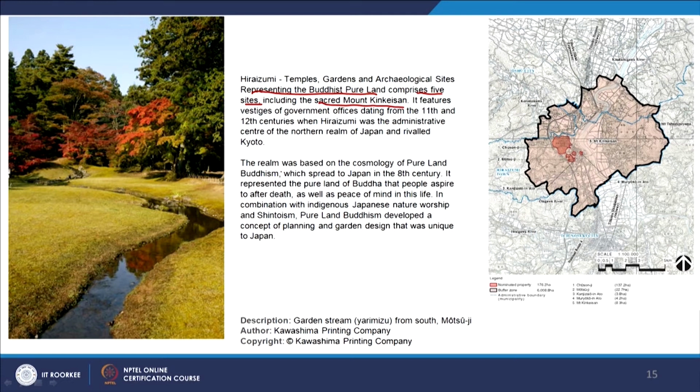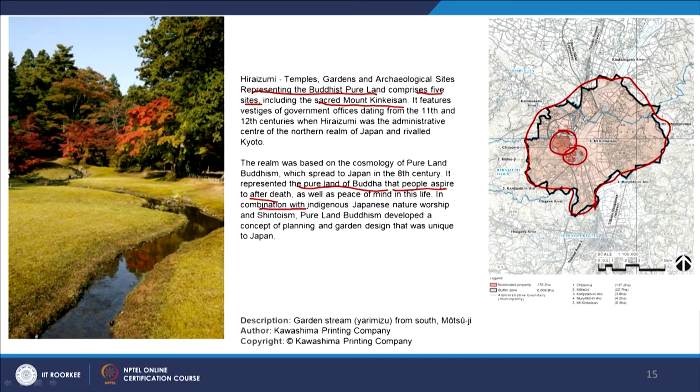This realm was based on the cosmology of Pure Land Buddhism, which spread in the 8th century. It represented the pure land of Buddha that people aspire to after death, as well as peace of mind in this life. If you look at the map, you see the nominated properties here, and the immediate precincts have also been demarcated as a buffer zone, which will have specific implications for the buildings and development control over there.